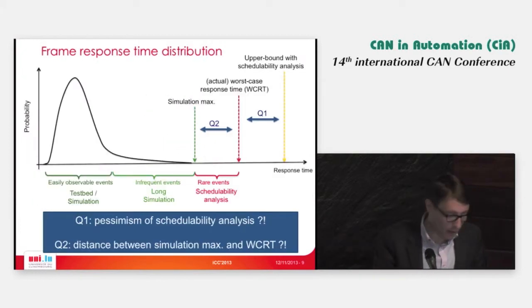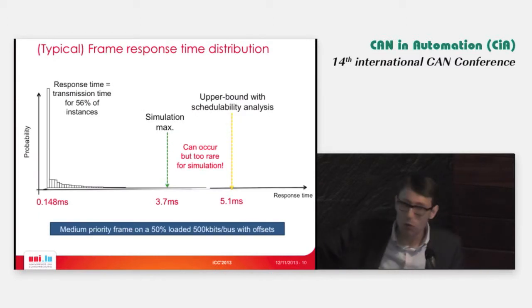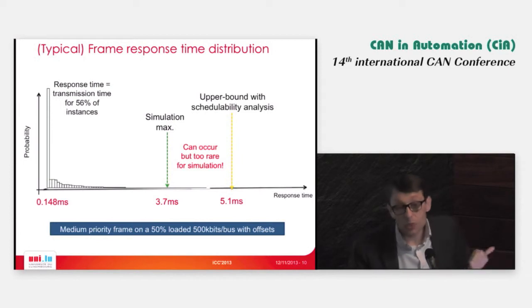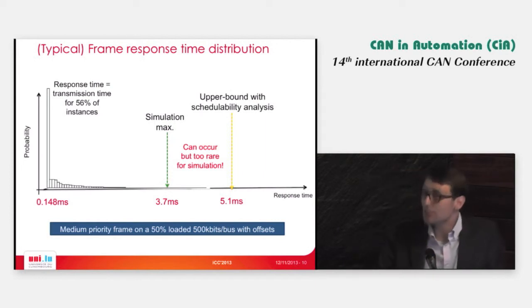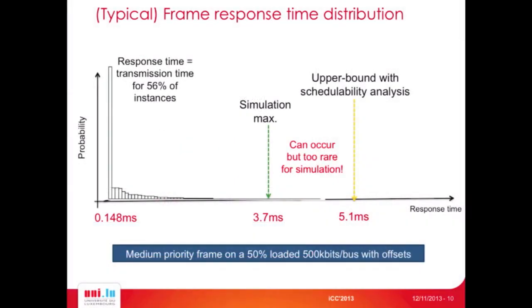Well, that was an idealized distribution. A real distribution of response time looks like this. That's a medium priority frame on one of the buses of the architecture we saw. Of course, in most cases, the response time is equal to the transmission time. Why is that? It's because it's a 50% loaded bus, so once every 2 transmissions, there's no frame to delay. And the simulation max is 3.7 milliseconds here, while the upper bound is 5.1.